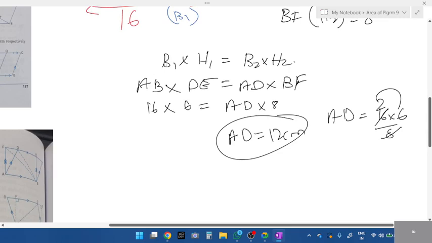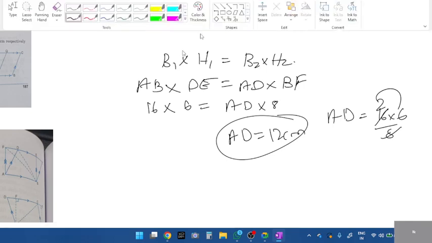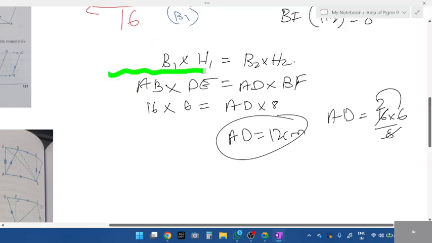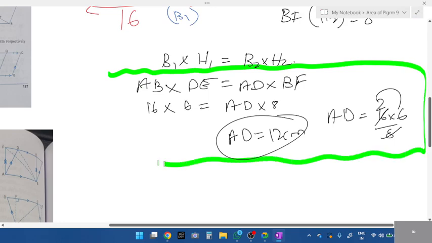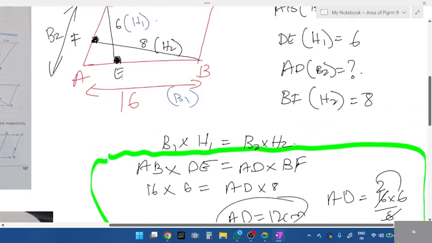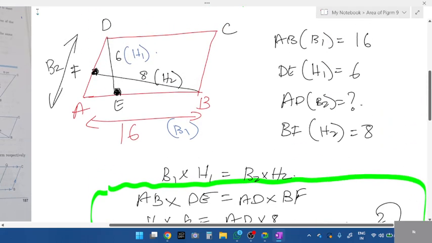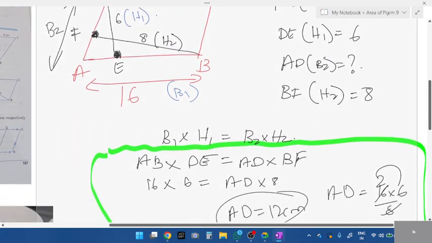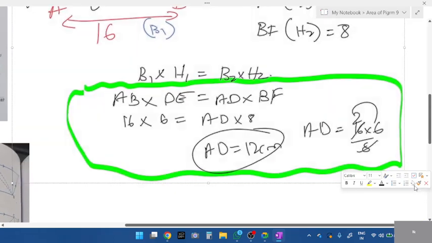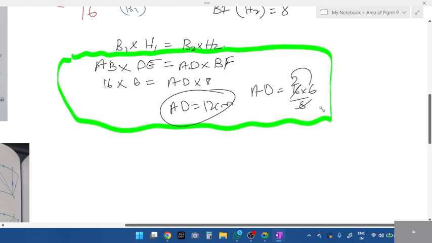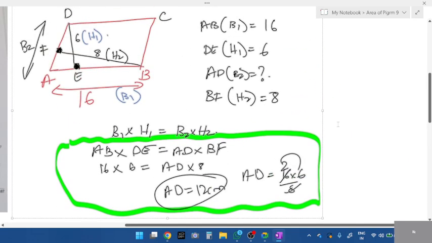You can directly write like this, students. AB into DE is equals to BD into BF. Even if you know the concept and if you write this, you'll get marks. Other things, I've written for you all to understand from the diagram. You just write these two lines, that is enough. You'll get 3 marks.